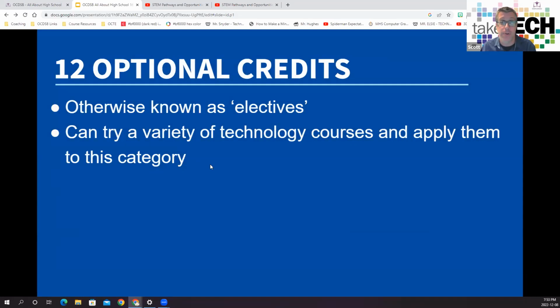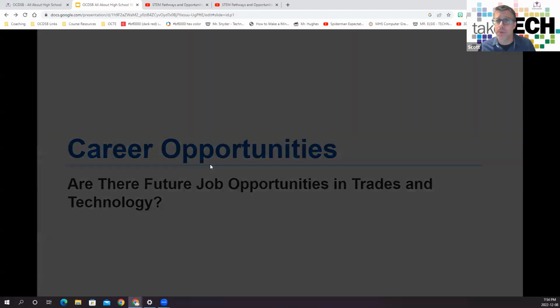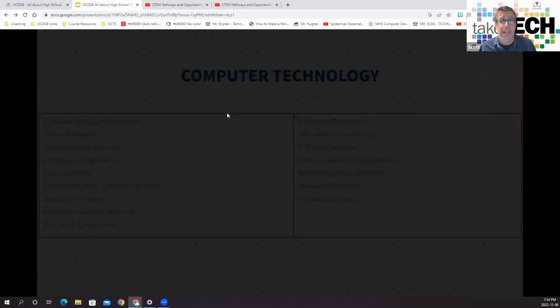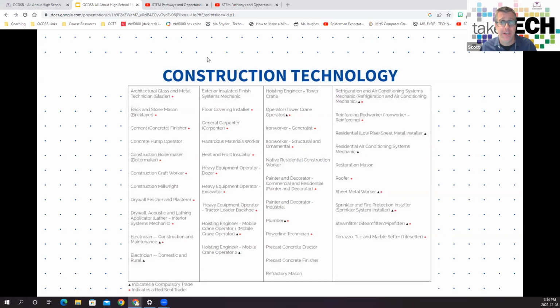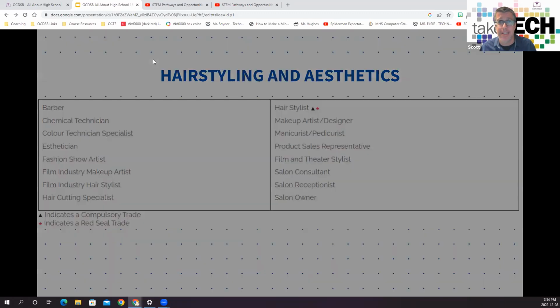And then finally, you have your electives. If you continue on in trades and technology, then it goes towards your elective courses. So courses that you're choosing to take. Career opportunities, this is the area where I fly. We are finding they're looking for people in almost every single sector and every single industry that's out there.